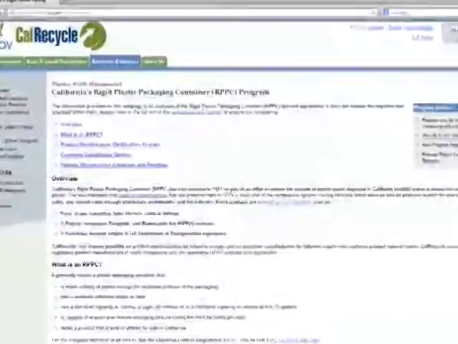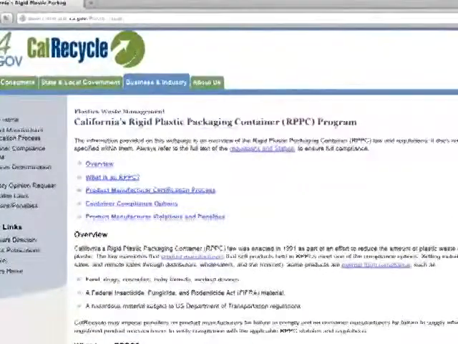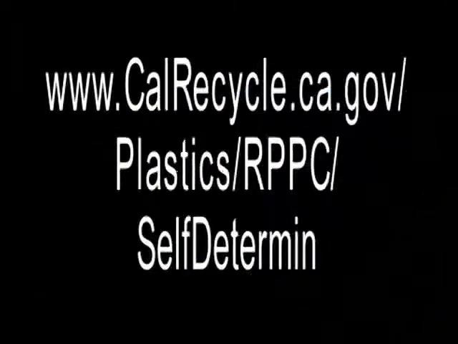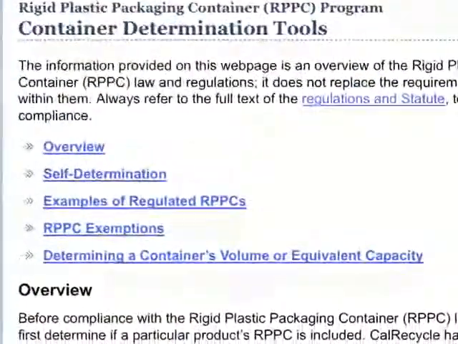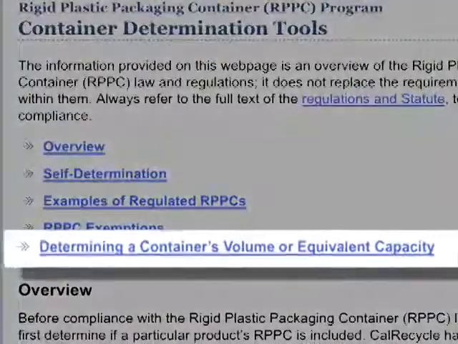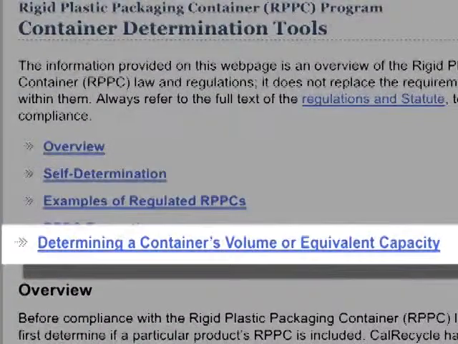For additional tools that may assist you in conducting your own measurement, please visit the RPPC website at calrecycle.ca.gov/plastics/RPPC/self-determine. Once on this webpage, scroll to the bottom of the screen where you will find the Determining a Container's Volume or Equivalent Capacity tools.